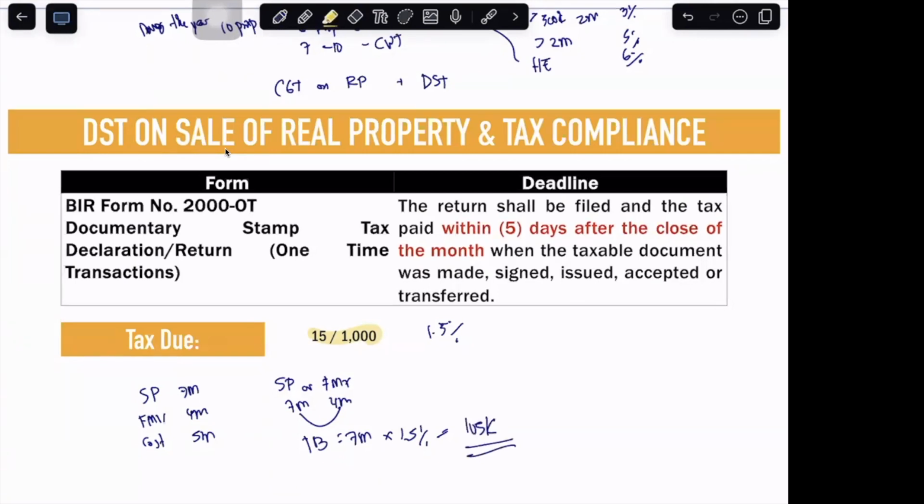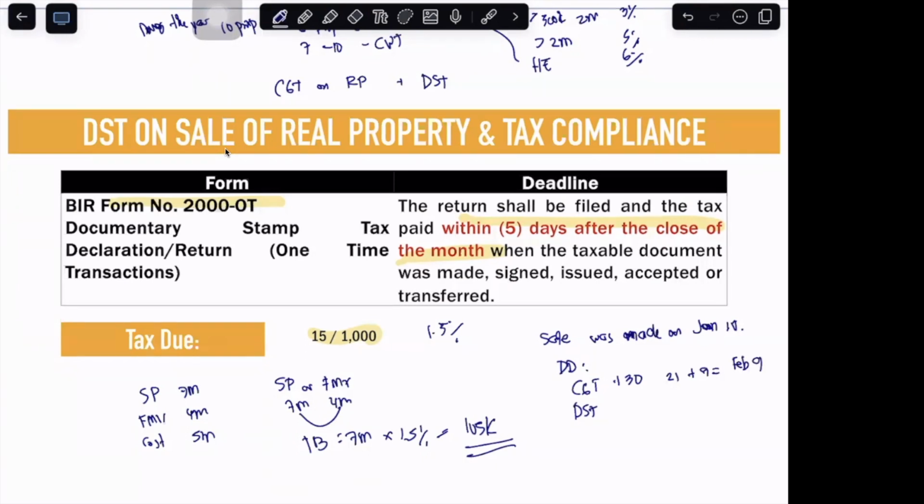So your form here is BIR Form 2000-OT, and you must pay within 5 days after the close of the month. Okay, so for example, the sale was made on January 10. When is the due date for the CGT and the DST? CGT, we said 30 days. So ilan pa natitira sa January? 21 plus 9, 30. Therefore, our due date will be on February 9.